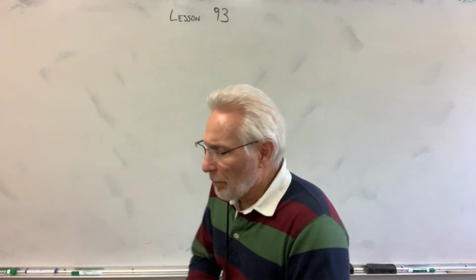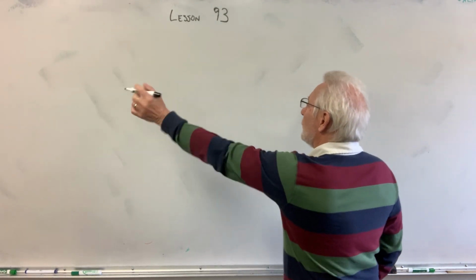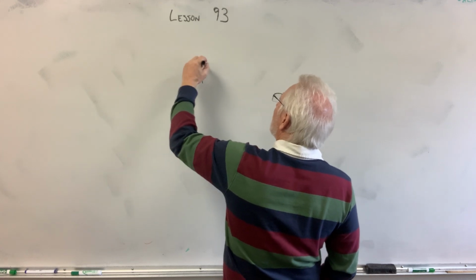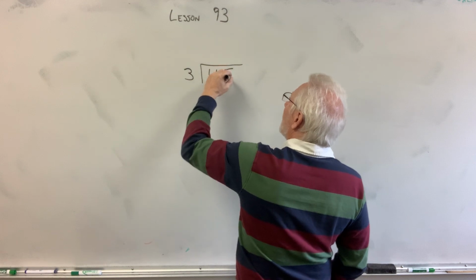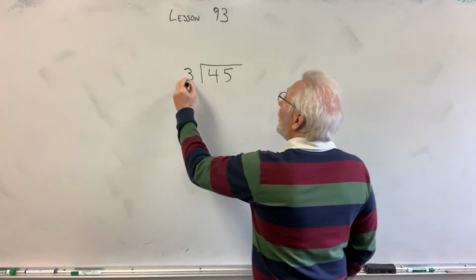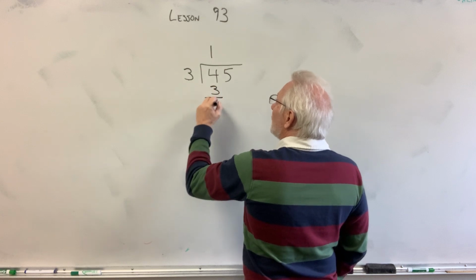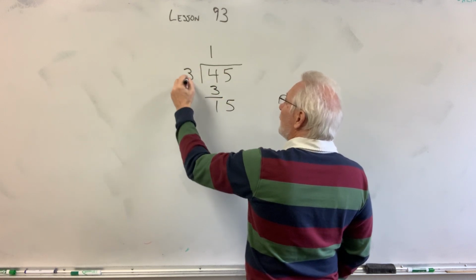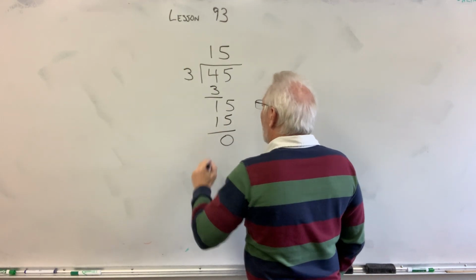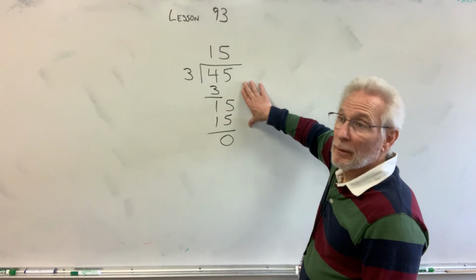All right, so before we even get into lesson 93, I'm going to take you way, way back. Okay, remember when you had to learn how to do this? We learned long division a long time ago, and we said, oh, 3 goes into 4 1 times. 1 times 3 is 3. Subtract, bring down the 5. 3 goes into 15 5 times. 5 times 3 is 15. All done. Well, what we're going to do today is not much different than what you've seen right there.